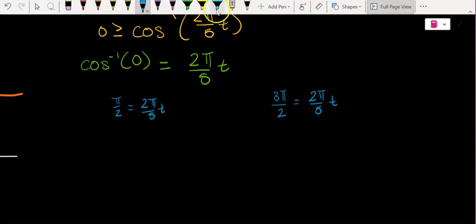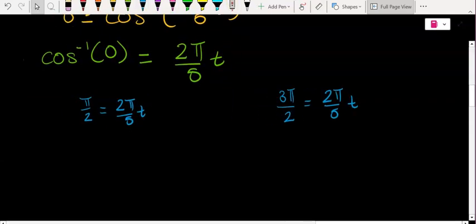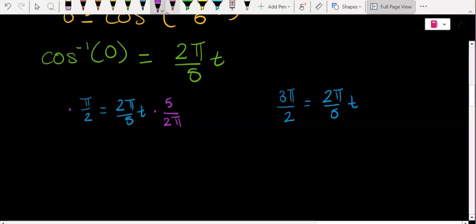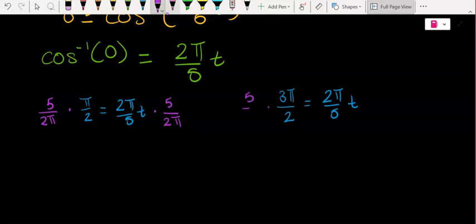Okay, so now if I'm to solve for t, that means I've got to get rid of that 2 pi over 5. I've got to get it over to the other side. So in order to do that, I would multiply by the reciprocal on both sides. So I'm going to have 5 over 2 pi multiplied out on both sides. I'm going to do that to both equations because that's going to get that 2 pi over 5 over to the other side on both equations. So here that's going to cancel out, and same thing here, it's going to cancel out.